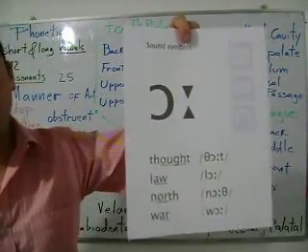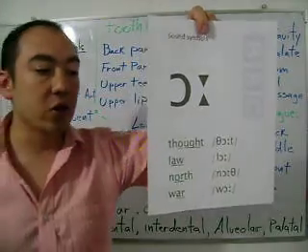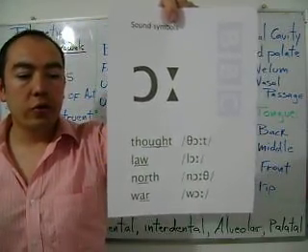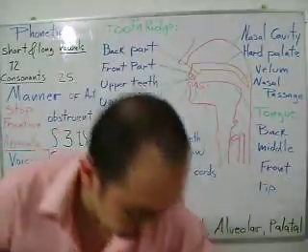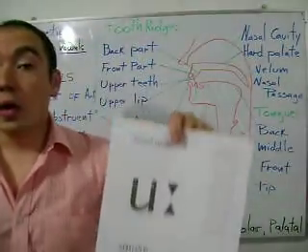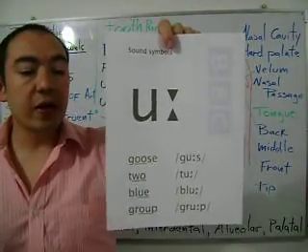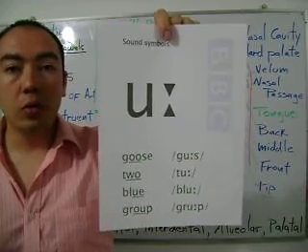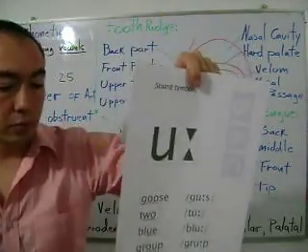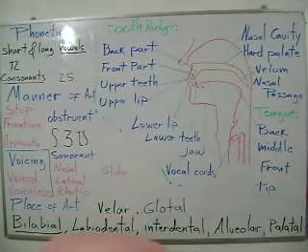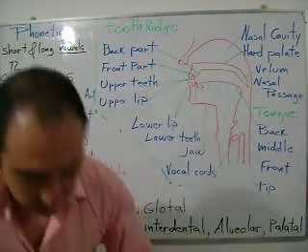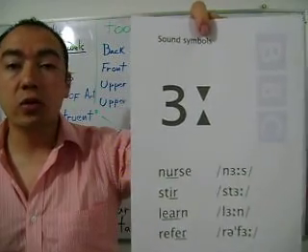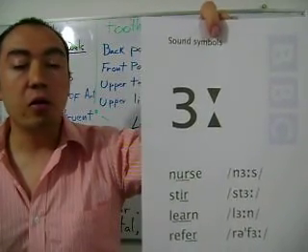This is an O type of sound, and you find it in words such as thought, law, north, war. This is a U type of sound, and you find it in words such as goose, two, blue, group. This is an E type of sound, and you find it in words such as nurse, steer, learn, refer.